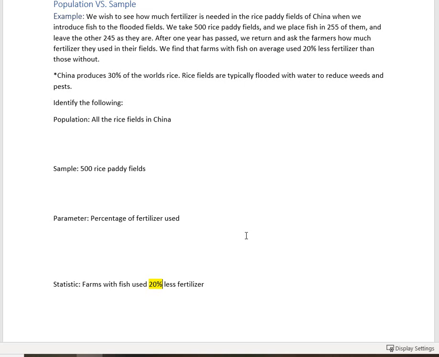If we were to just do the ones with the fish in them, well, then we wouldn't have it to compare to. Therefore, we wouldn't know if we were using 20% less fertilizer than those that didn't have fish in them.